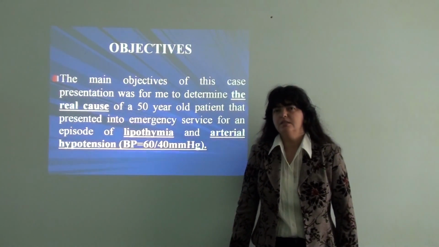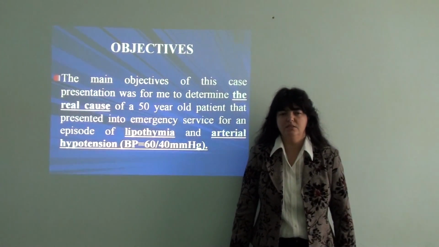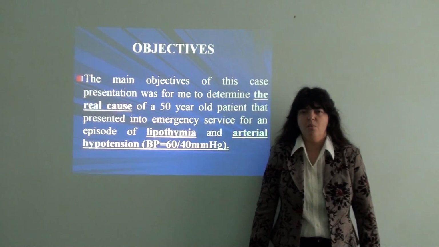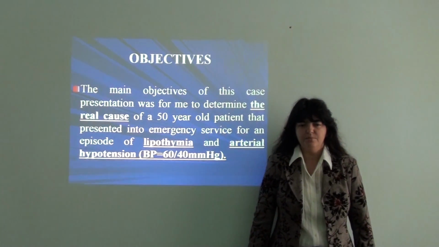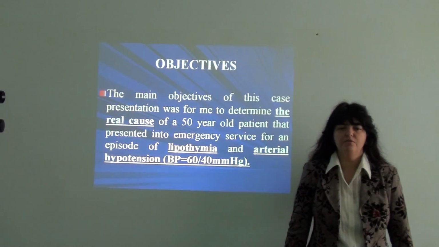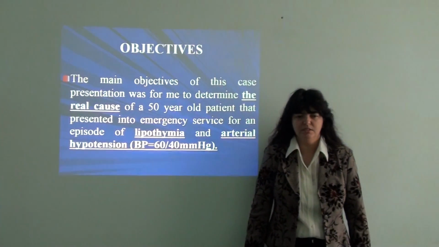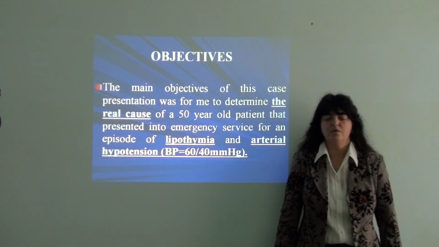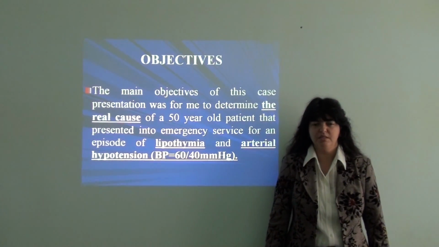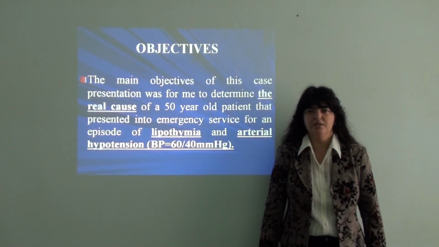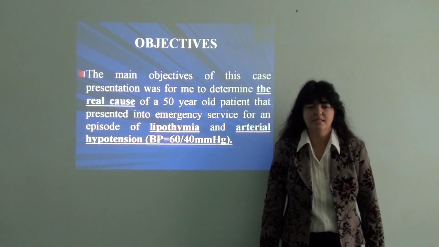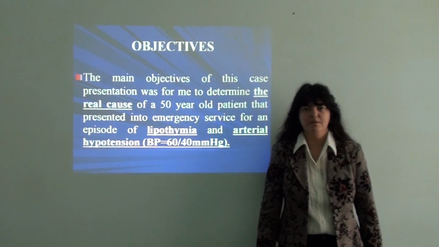Before I start the presentation, I want to say that the main objective of this case presentation was to determine the real cause of a 50-year-old patient that presented to the emergency service for an episode of lipopenia and arterial hypotension. The value of blood pressure was 16/14 mm mercury.